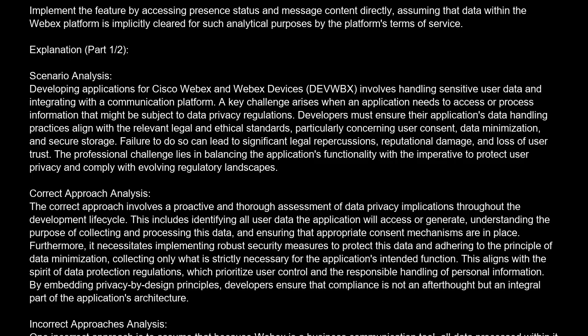This aligns with the spirit of data protection regulations, which prioritize user control and the responsible handling of personal information. By embedding privacy by design principles, developers ensure that compliance is not an afterthought but an integral part of the application's architecture.